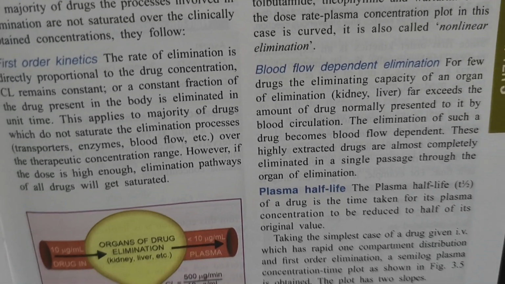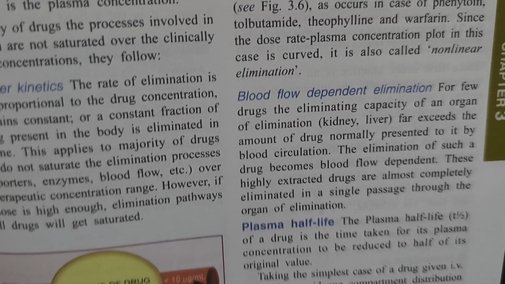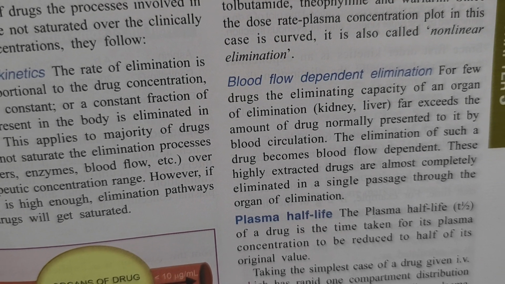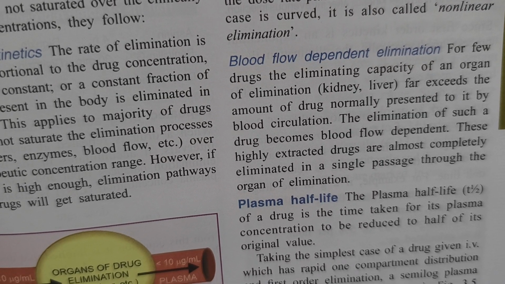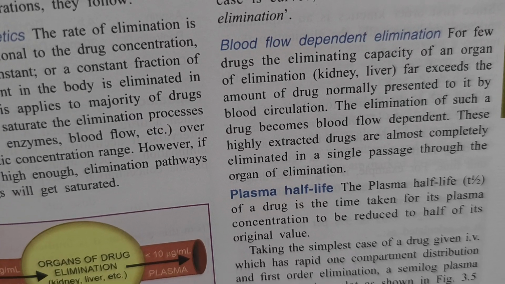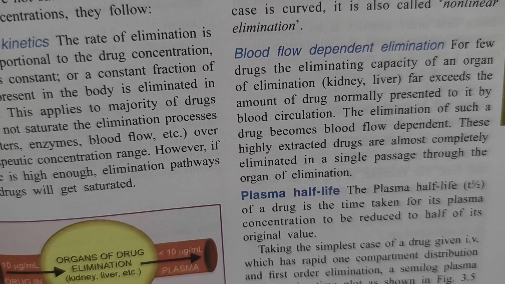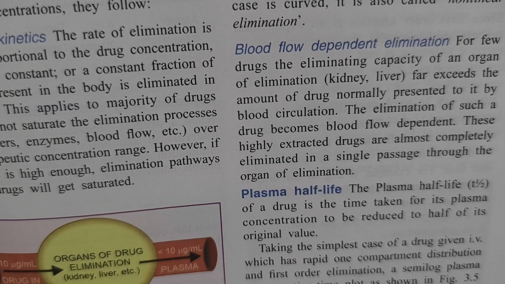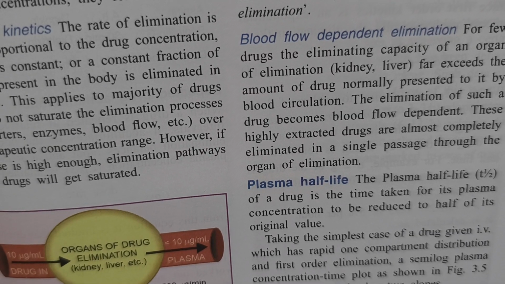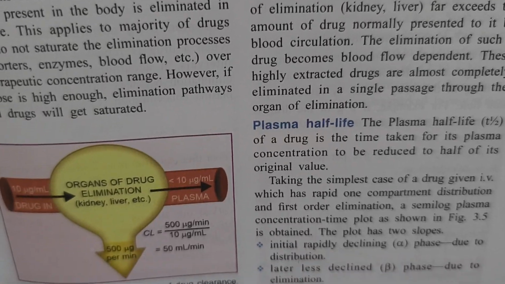Blood flow dependent elimination. For a few drugs, the eliminating capacity of an organ of elimination, kidney and liver, far exceeds the amount of drug normally presented to it by blood circulation. The elimination of such a drug becomes blood flow dependent. These highly extracted drugs are almost completely eliminated in a single passage through the organ of elimination.